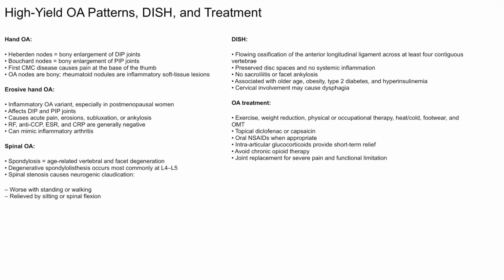In the spine, degenerative stenosis produces neurogenic claudication that worsens with standing or walking and improves with sitting or leaning forward. DISH is recognized by flowing ossification of the anterior longitudinal ligament across at least 4 contiguous vertebrae with preserved disc spaces and no sacroiliitis. It is associated with older age, obesity, and type 2 diabetes.